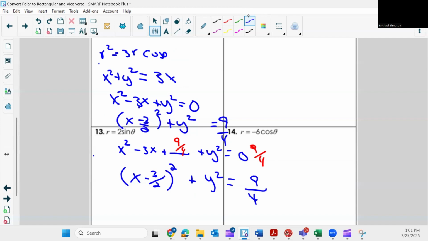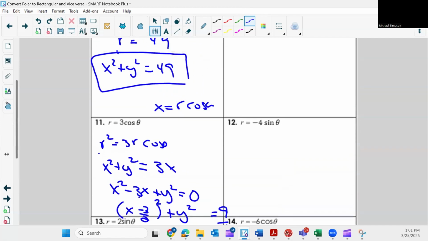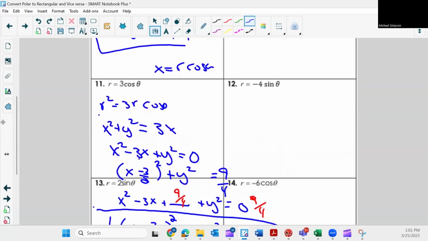All right, okay. Let's try number... but when you square 3/2, you get... By the way, you divide the b value by 2 and then you square it. Remember that? That gives you 9/4. Yeah, right here. Okay, do number 12, real quick.